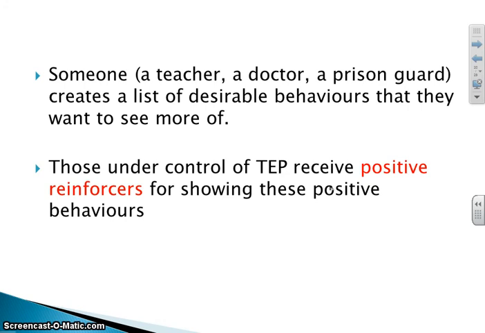It works again on the principle of the law of effect, and it involves positive reinforcers and primary and secondary reinforcers. So someone, a teacher or a doctor or whoever is in charge, prison guard is a classic example, comes up with a list of behaviours that they want to see. So we've got a list of behaviours on the wall that we want to see in class, and everyone in the class knows what they are. Whether it's checking your spelling, checking through your homework before handing it in, whether it is putting your hand up to ask a question, whatever it happens to be.